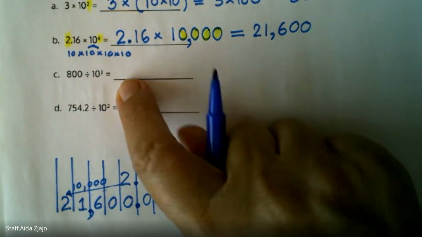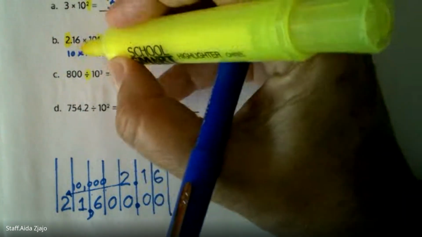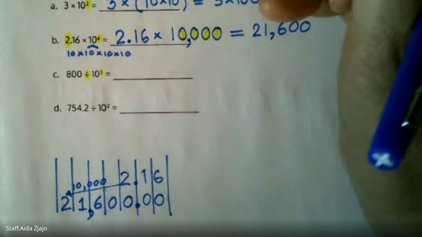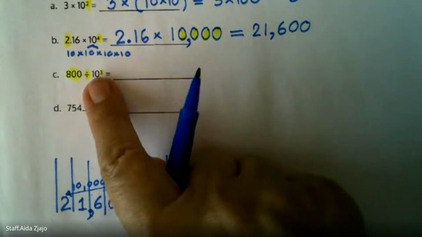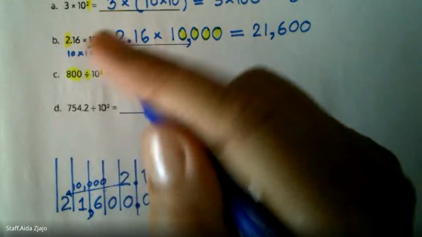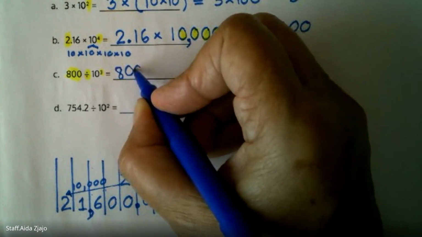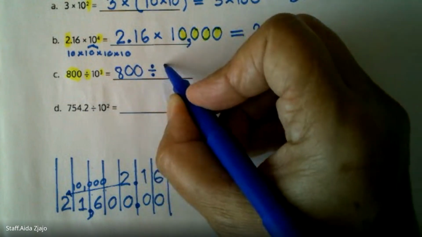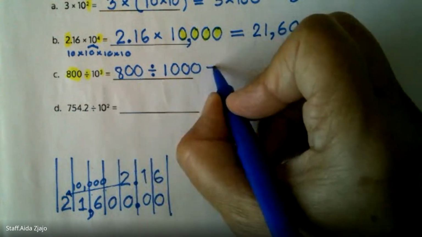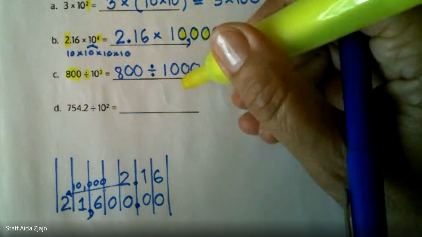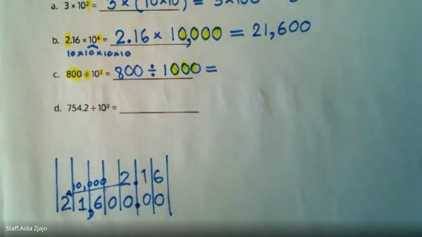Okay, now we are doing 800 divided by 10 to the power of 3, which means that this 800 is going to be 1,000 times smaller. So that means it's going to be 800 divided by 1 with 3 zeros. That represents 1,000. So that means 800 is going to get 1,000 times smaller.